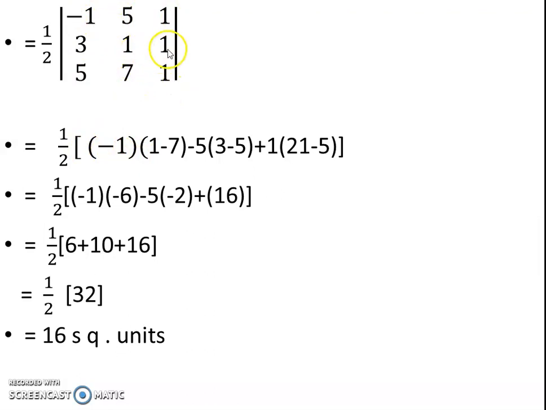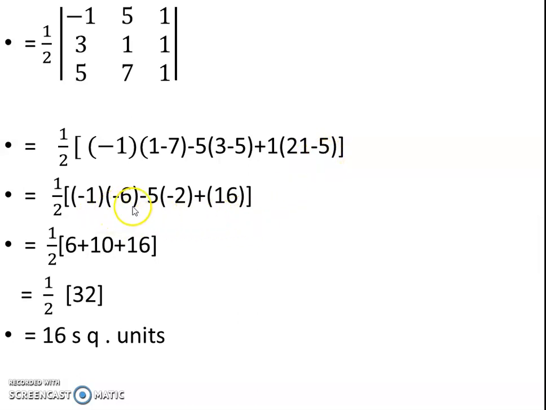1 into 1, 7 into 1, 7, so 1 minus 7. Second column, first row, we skip the column, and the 5 is with a minus sign. So we take 3 into 1, 3, and minus 5 into 1, 5. We complete the second term. Now first row, last column: 3 into 7, 21, minus 5 into 1, 5. Simplifying: minus 6; 1 minus 7 is minus 6; 3 minus 5 is minus 2; 21 minus 5 is 16.